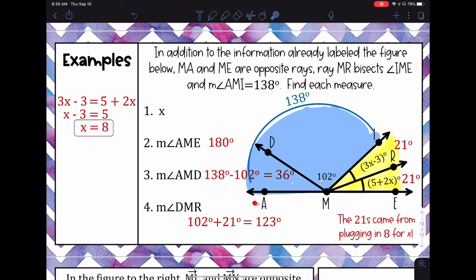Now it says, what is the measure of angle AME? Well, if they're opposite rays, they're 180 degrees, because it makes a straight line. That's by definition. We went over that just a couple minutes ago.